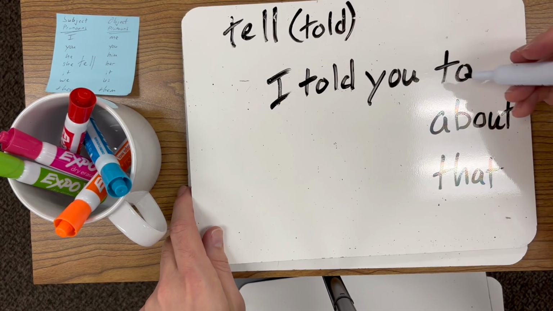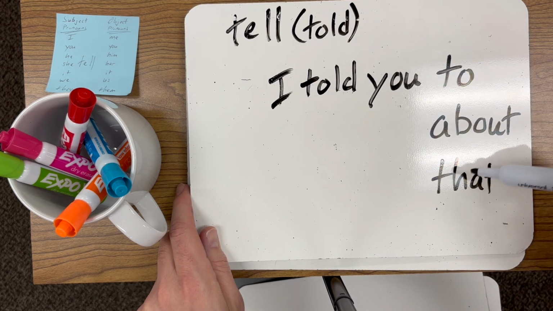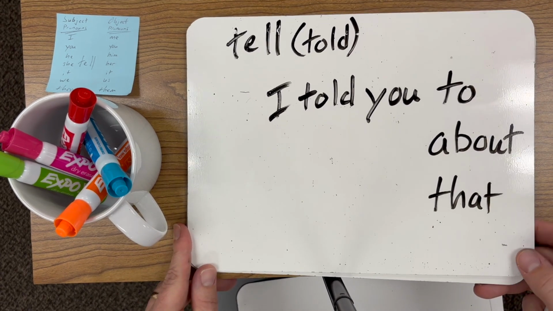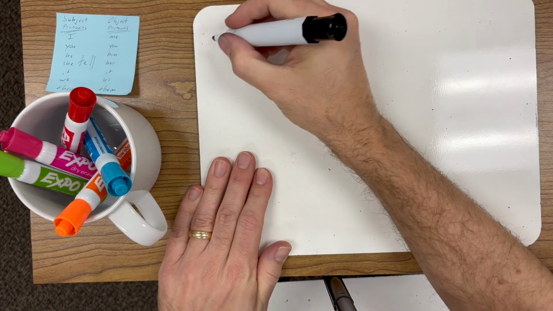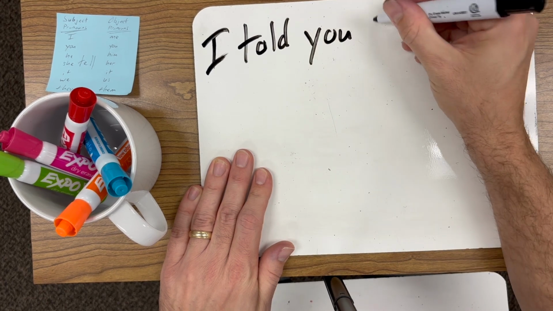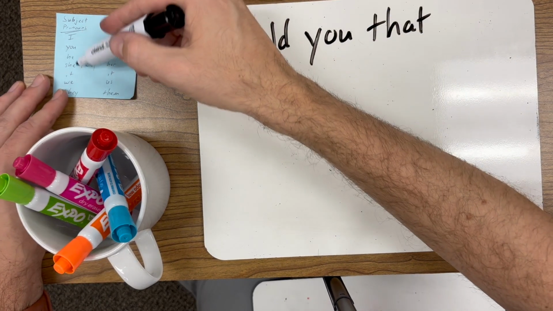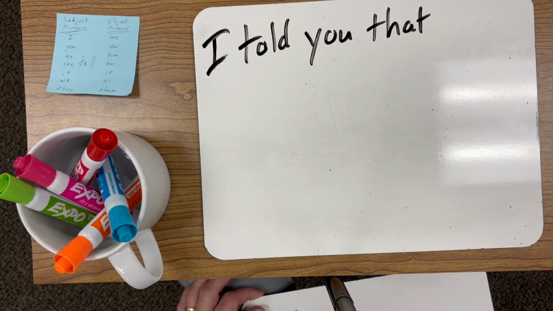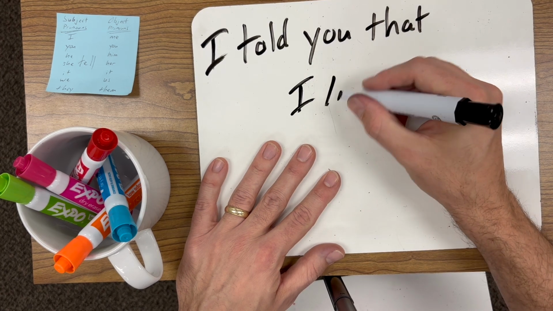We say I told you to for verbs, I told you about for nouns, and sometimes we say I told you that. We say I told you that when we're going to write a complete sentence after that with a subject and a verb. So for example, we'll say I told you that, and then we have to start again with a new sentence. We have to start with a new subject pronoun. I told you that I something something something. I told you that you. I told you that he. I told you that I like class.